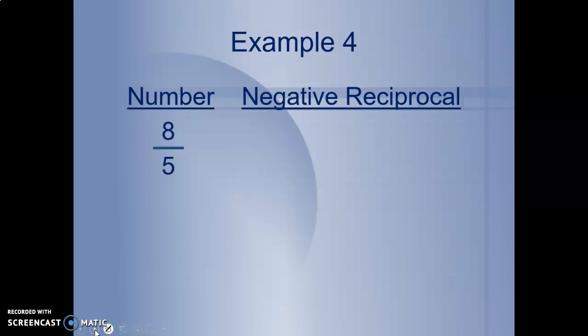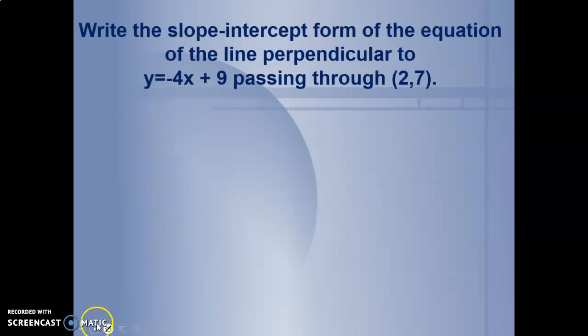If your number is 8/5, what would your negative reciprocal be? Hopefully you said negative 5/8. If your original number is 9, what would your negative reciprocal be? Hopefully you said negative 1/9. What about if your original number is negative 13/7? What would your negative reciprocal be? Well, we just flip it and change the sign. 7/13, and it's a positive. If our number is a, what would our negative reciprocal be? Negative 1/a. Remember that parallel lines have the same slope, but perpendicular lines have a negative reciprocal slope.